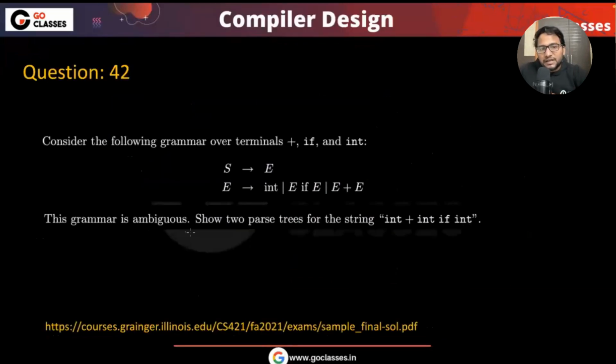Now what they're saying is this grammar is ambiguous. Show the two parse trees for this. Okay. Can you draw two parse trees? Maybe you can try this, right? That's also an easy question. You just try two parse trees for this particular string. The answer is on the next page. Okay. That's also an easy question.